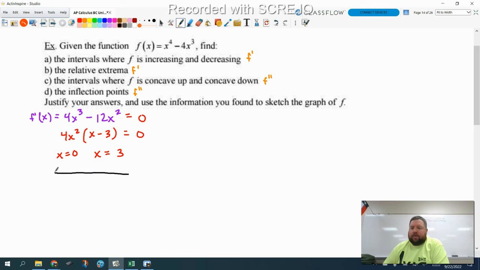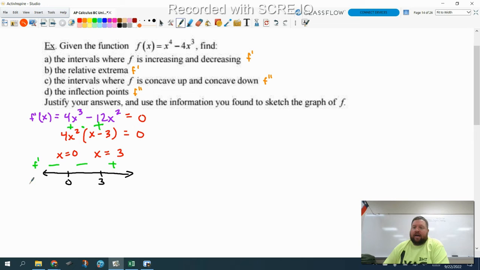Put those critical points on a number line. Test a point in each region by plugging them into f prime. So -1. The 4x squared out front is always positive because it's x squared, multiplied by whatever sign we get here. If I go with -1, -1 minus 3 is a negative. Positive times a negative is a negative. Positive 1: 1 minus 3, also a negative. Positive times a negative is a negative. Positive 4: 4 minus 3 is a positive. Positive times a positive is a positive.